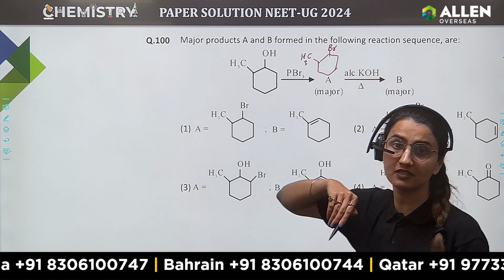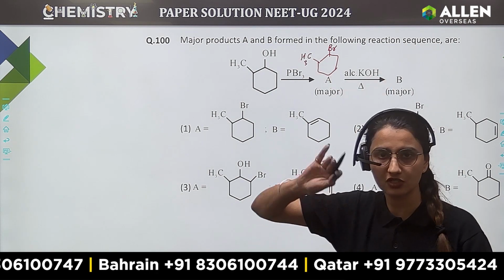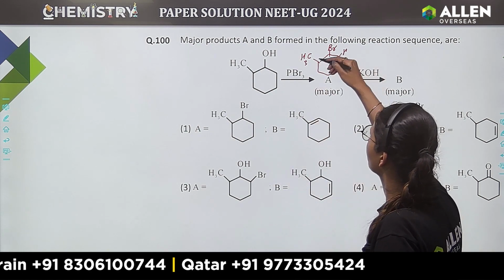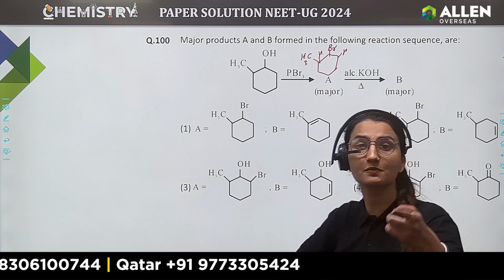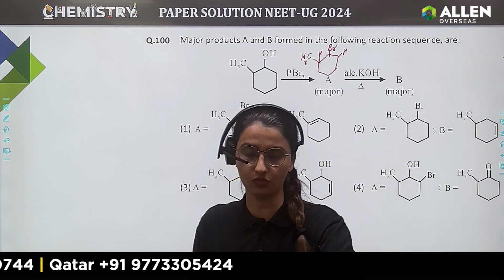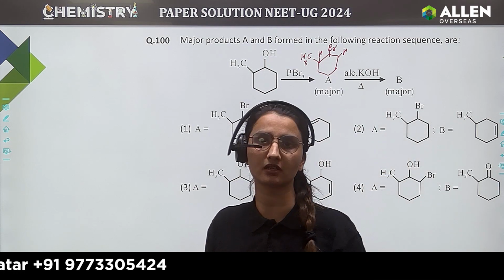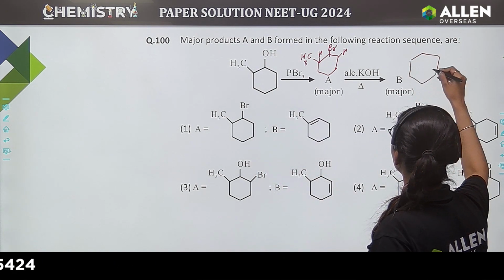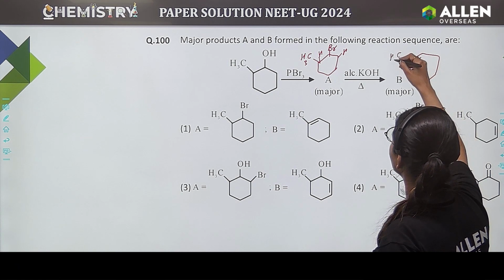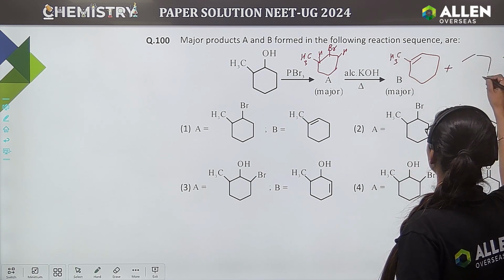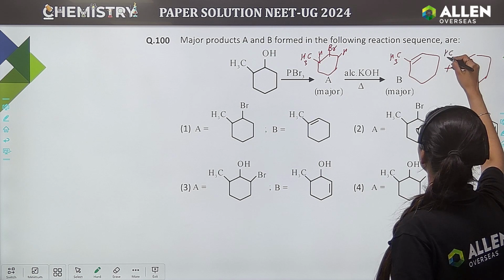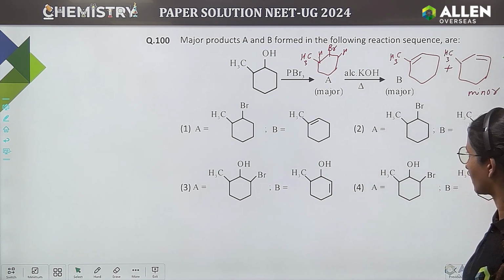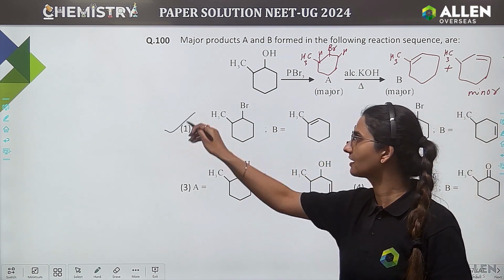Alcoholic KOH causes what? Elimination. Different products are possible. H can go from here also, H can go from here also. But which is the major product? According to Saytzeff rule, the more substituted alkene is the major product. So the major product would be when H is eliminated, students, from the left side. Because if you eliminate H from the right side, this would be your minor product. So check the options. It is option number A.